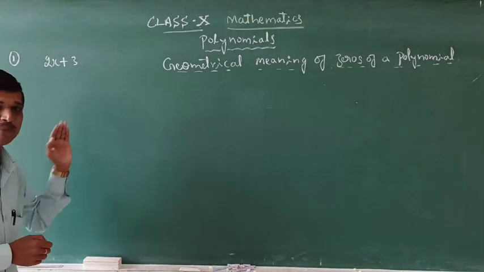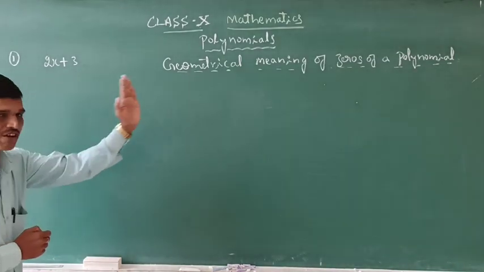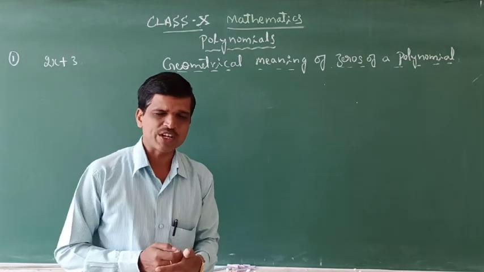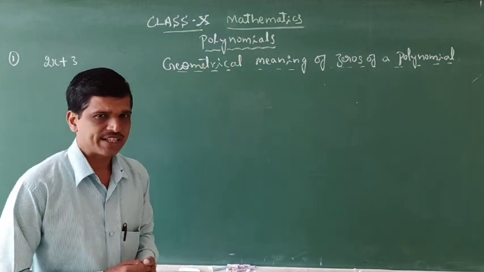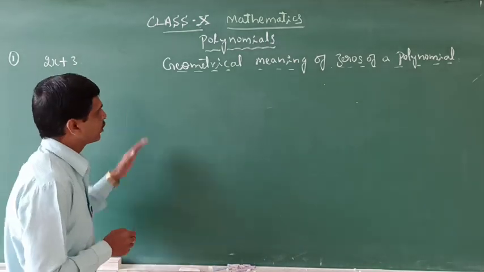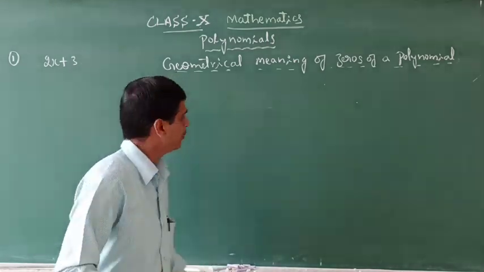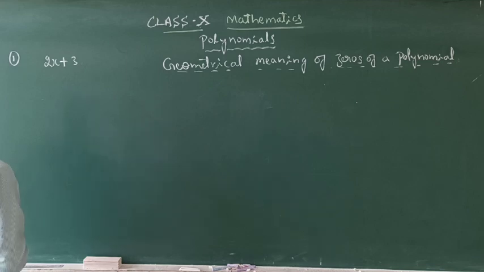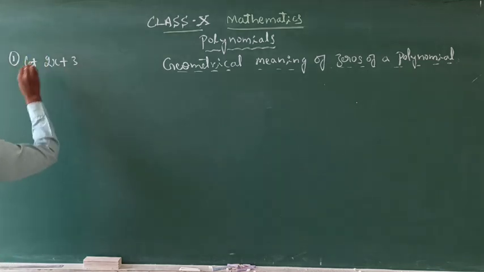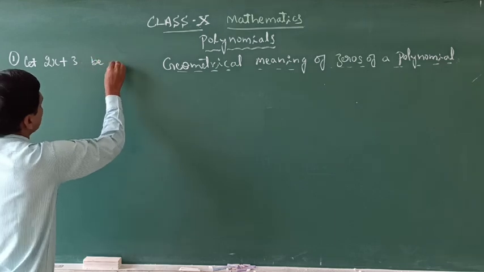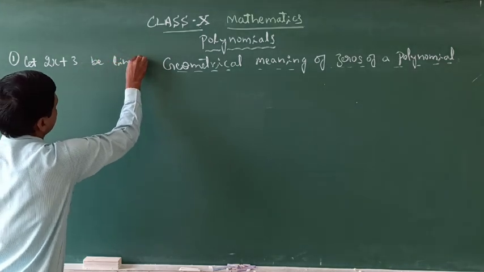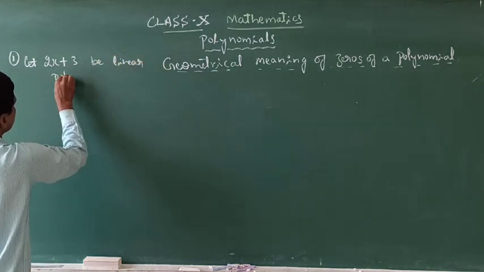Now take their geometrical meaning. What is the exact meaning of the zeros of a polynomial? Why is it important? This is the question that arises in our mind. So I want to clear it up by using this concept. Let us take one example: let 2x plus 3 be a linear polynomial.